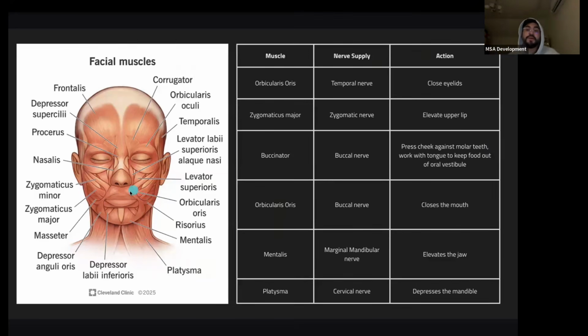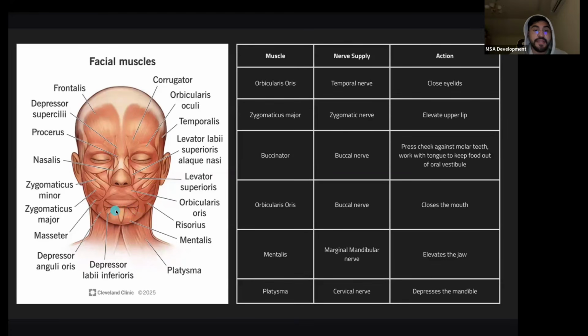All right, so it's a muscle around your mouth supplied by the buccal nerve, and it functions to close your mouth. Then we have the mentalis right here. The mentalis is basically a muscle that helps in elevating your jaw, and it's supplied by the marginal mandibular nerve. And remember that we have a foramen right here. It's called the mental foramen that helps pass the mental nerve through.